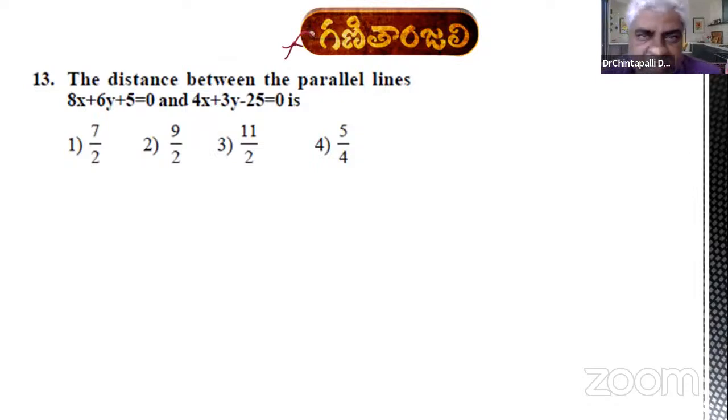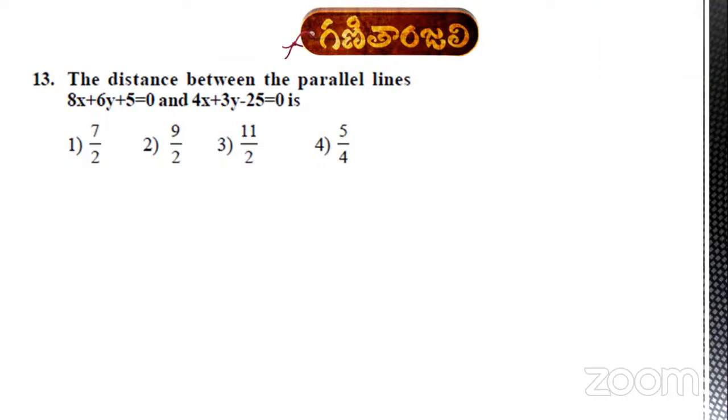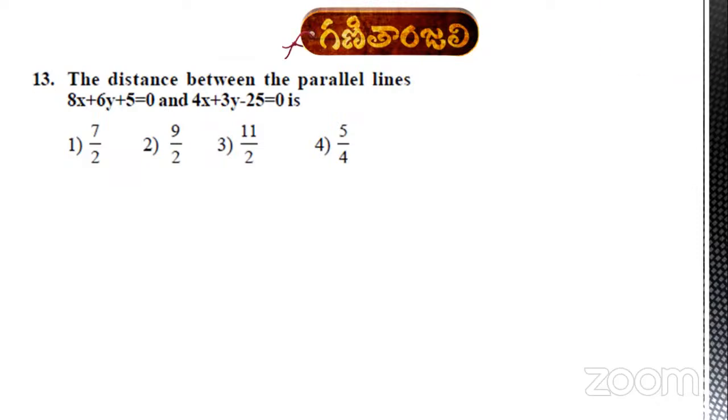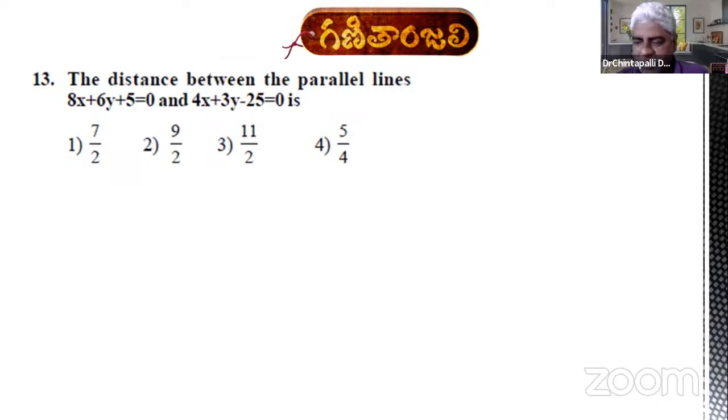The distance between the parallel lines 8x + 6y + 5 = 0 and 4x + 3y - 25 = 0. Which formula is used to solve this question? Is it the second one? Mod of c1 minus c2. But see, the x and y coefficients are not the same.